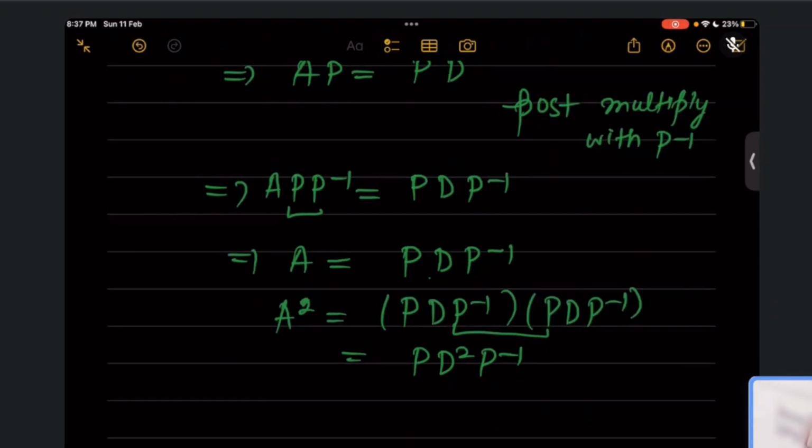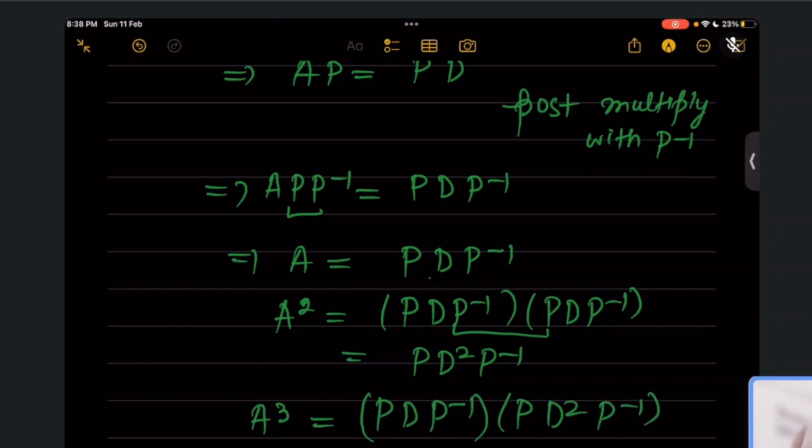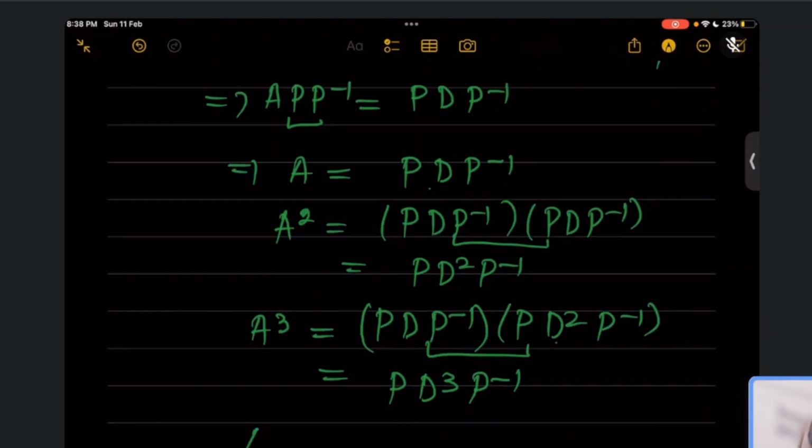Again, repeat it for A to the power 3. So it will be nothing but A square is this, and multiply it with A gives P into D into P inverse. Then multiplying with A square, it gives P D square P inverse. Again here P and P inverse will be what? Nothing but I, identity matrix. So it will be P, and this D multiplied with D square gives D cube and P inverse. So it will go on like this, and you can generalize that A to the power n is nothing but P D to the power n and P inverse.